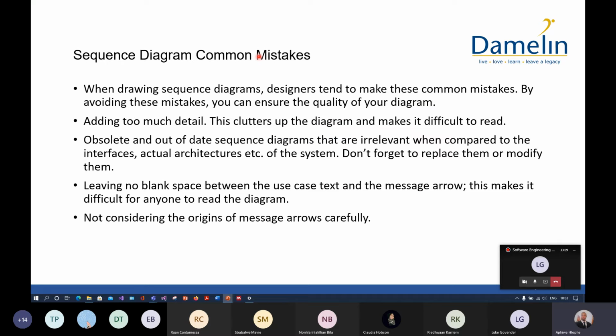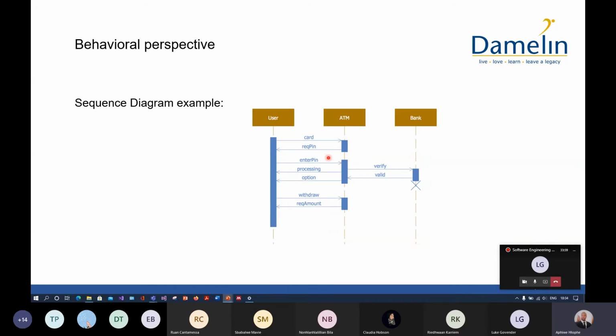So these are the common mistakes that people make when drawing system sequence diagrams. Designers tend to make these common mistakes. By avoiding them, you can ensure the quality of your diagram. Adding too much detail. Remember, you can go on the internet yourself and search system sequence diagrams. These things can look very complex. The example I showed you is a very basic form. There is other notation that should be in here, which you can see in the study guide or in various examples.